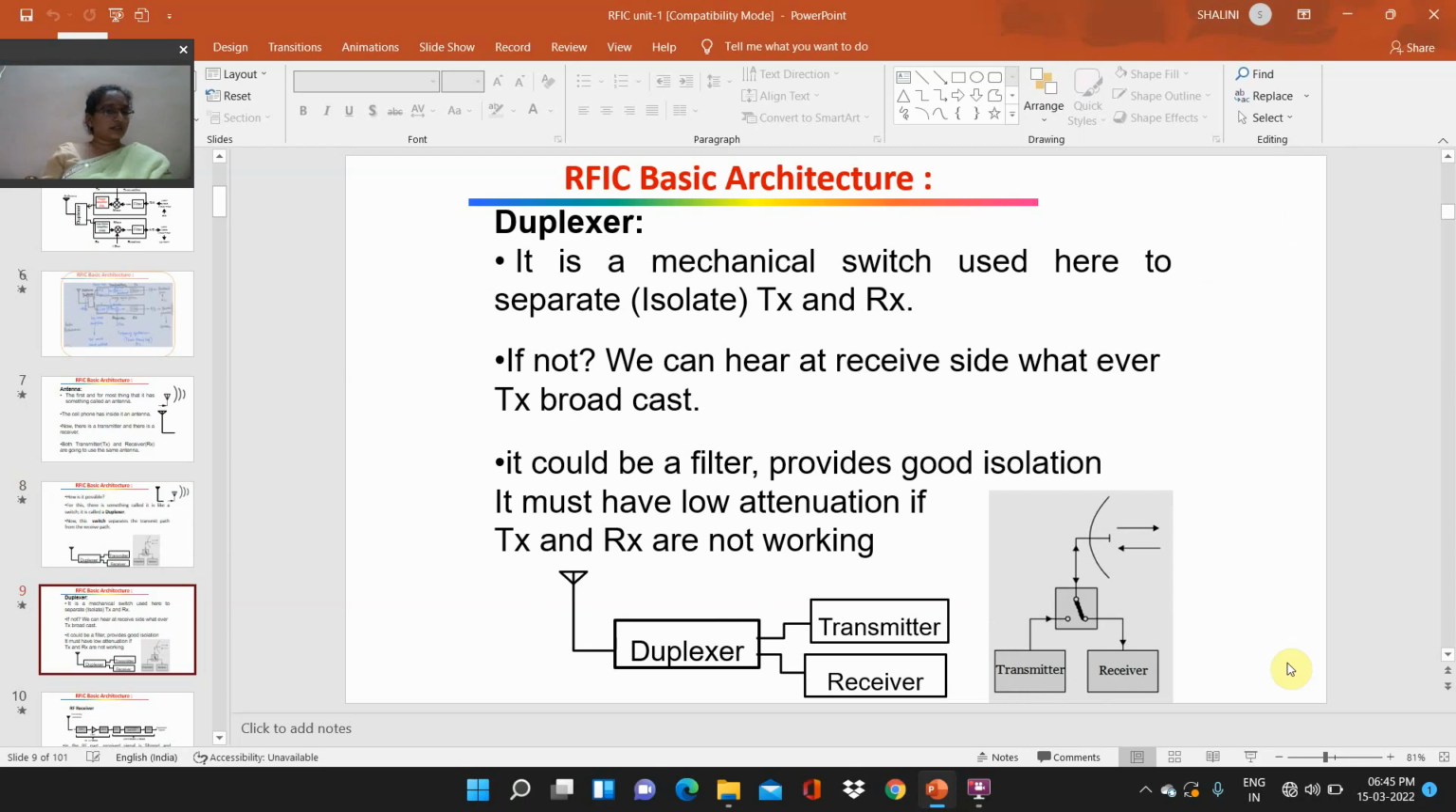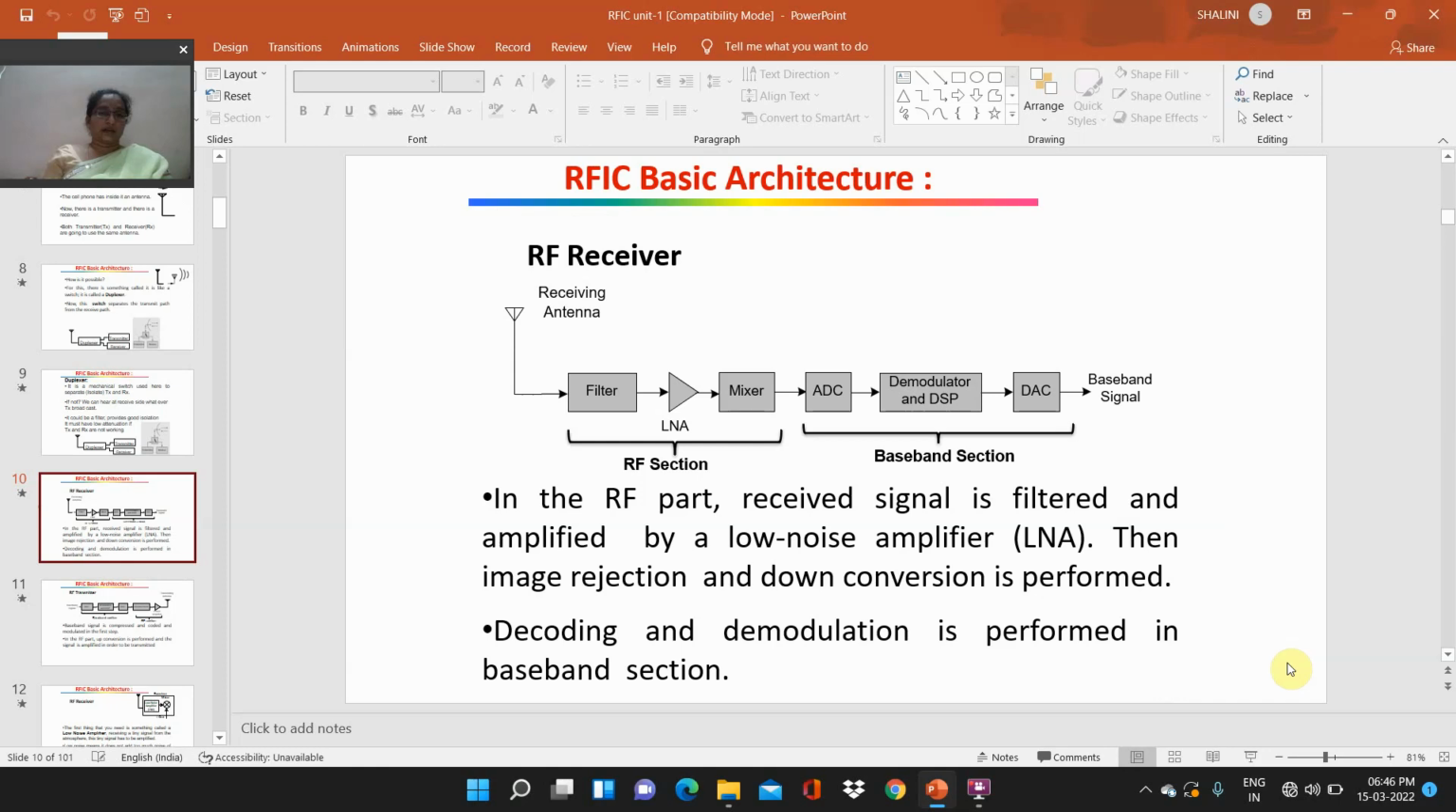So what is a duplexer? It is a switch used here to separate or isolate the transmitter section and receiver section. If not, we could hear at the receive side whatever we are broadcasting. It could be a filter, which provides good isolation. It must have low attenuation when the transmitter and receiver are not working. So the duplexer switch seems to be like that.